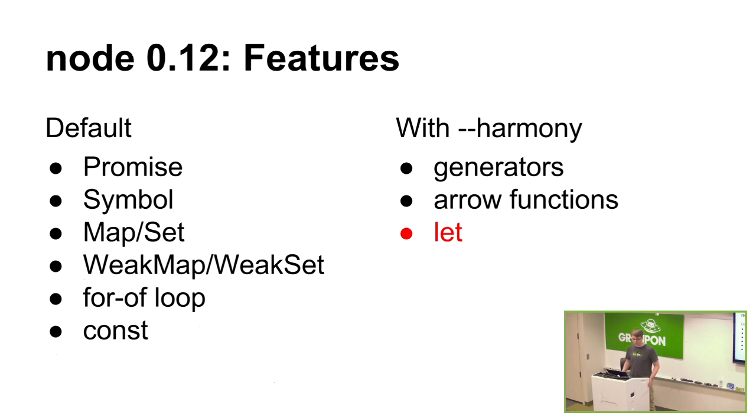If you want to use some of these, you can use this column, the default stuff, without any changes, just the latest 0.12. Those things work. If you use this --harmony flag when you actually execute Node, you can also use the things on the right. And I was told you could use lets, but when I tried it, it didn't work. I don't know if anyone else has tried to use lets in 0.12 with the harmony flag, but I get a syntax error. I don't know what's going on there. So I don't think that works yet. But you do get generators and arrow functions if you do that.